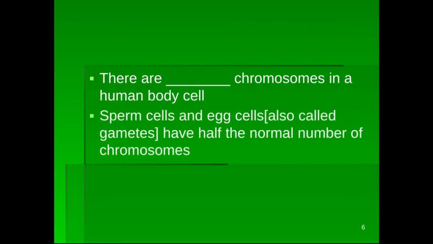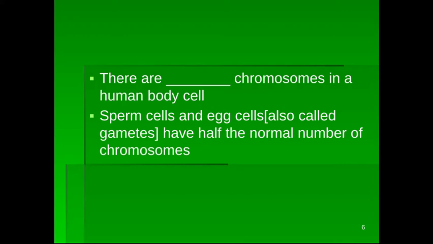Okay, hopefully you guys said 46. I don't have it written in the blank. 46 chromosomes in a human body cell. Not all organisms have that many. Some organisms have just 2 or 3 chromosomes. Some have quite a bit more than us. But in humans, we're talking of 46 chromosomes as the magic number.